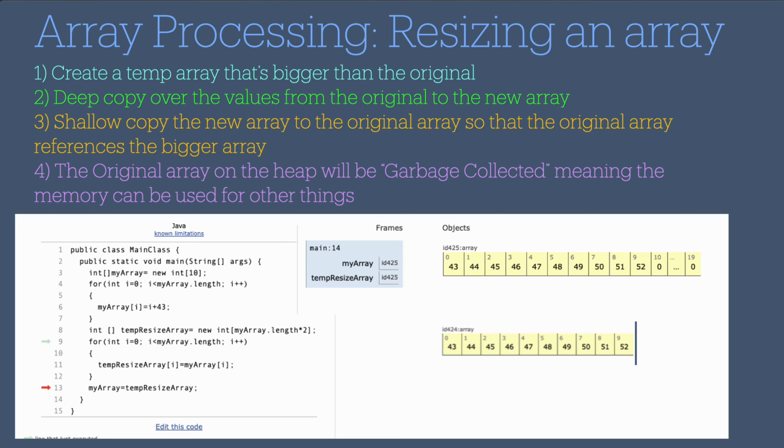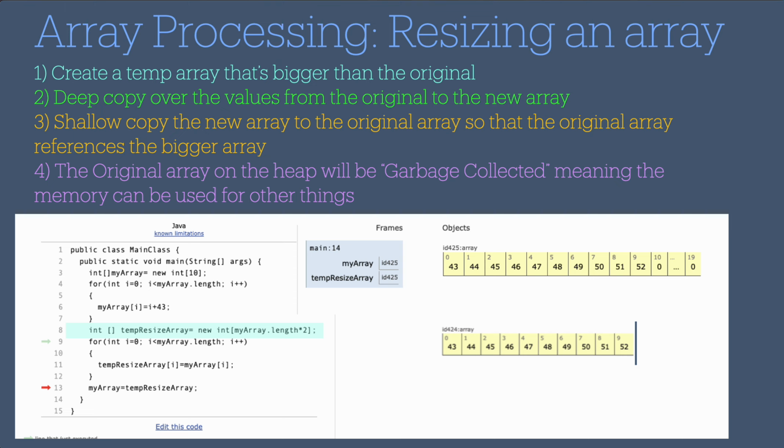And so the way we do this is we first create a temp array that's bigger than the original, okay? So in the previous example, we made an array that's exactly the same size. Similar to that, we're going to make an array, but we're going to make it twice its size. And typically, that is what we do. We typically make it twice the size. And we'll talk about that. You'll talk about that more in depth in data structures.